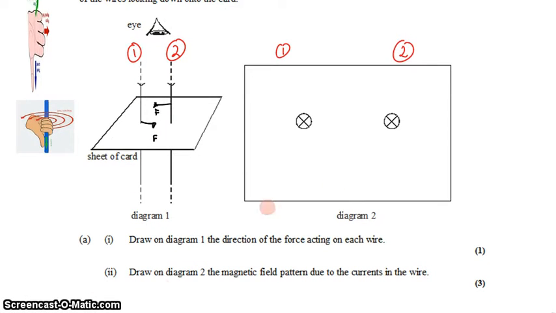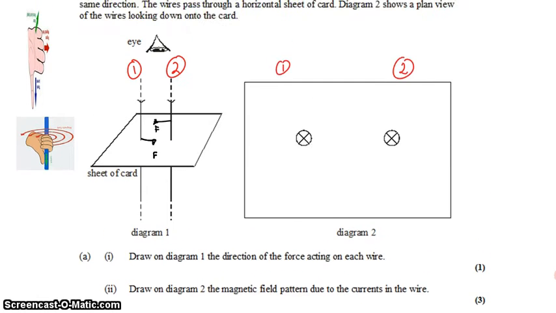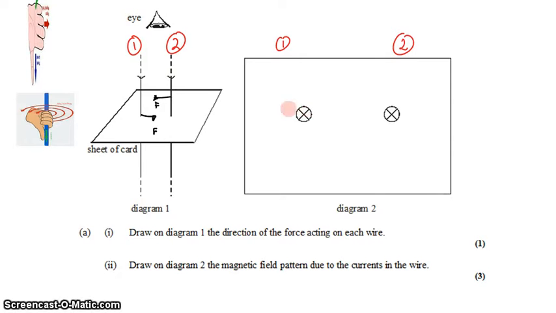Part 2 says on diagram 2, draw the magnetic field pattern due to the currents in the wire. All right. Well, now we're looking straight down on the page. This X means that the current is going into the page. If it were a dot, the current would be coming out of the page. Since the current's going into the page, what you need to do is take your thumb, put it right on the page, and spin your right hand around. And it's going to spin around in that direction.